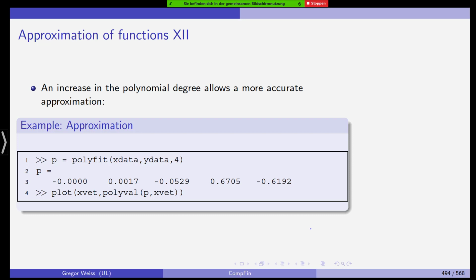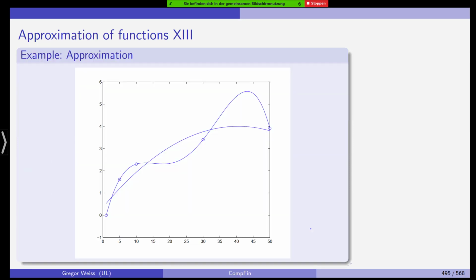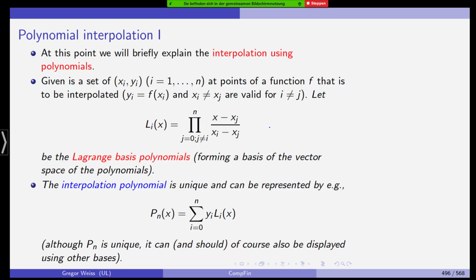Now, an increase in the polynomial degree allows a more accurate approximation. So we are now using 4 monomials. And what we get is actually interpolation. But as you can see here, this function, this polynomial, starts to fluctuate. It doesn't continue like this, like the logarithm does, but it fluctuates in between. This is a problem we'll later see with polynomials. Polynomials fluctuate, yeah? Or rather oscillate.